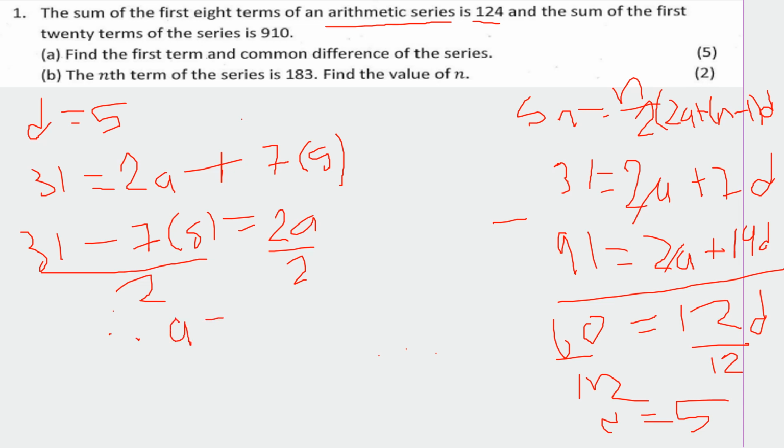You can just solve step by step. Anyway, how you solve, you will get to the same answer. So it will be 31 subtract 7 into 5 divided by 2. So the value of a will be negative 2.